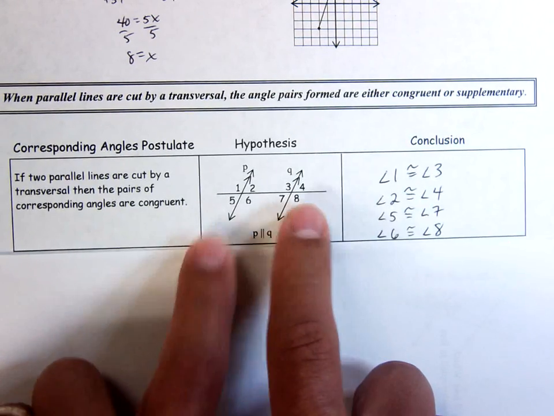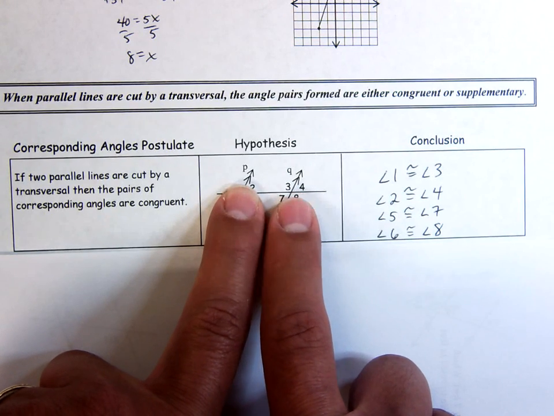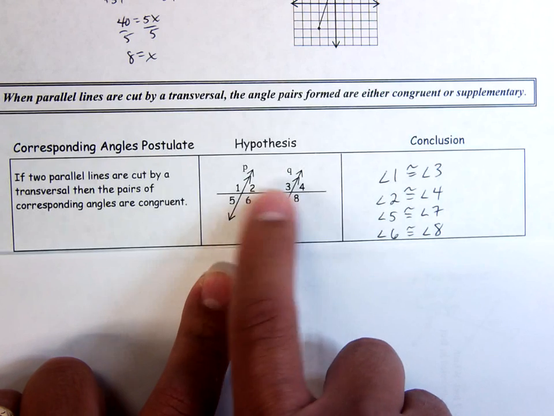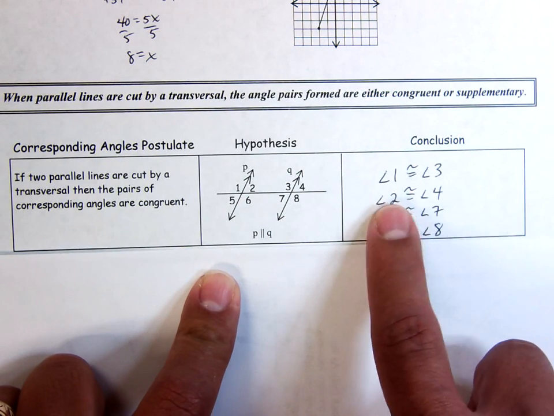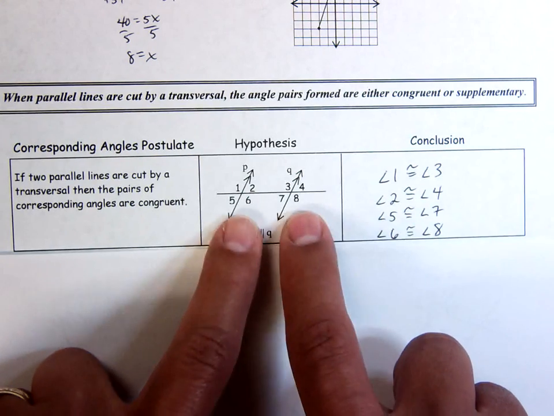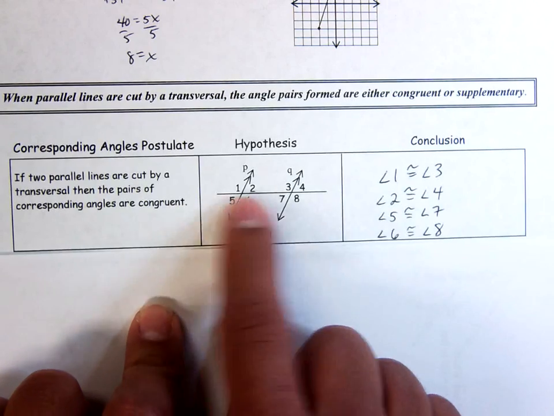So if I have this, see those little double arrows right there? That means that lines P and Q are parallel. That's what those little double arrows mean. So if P is parallel to Q, all my sets of corresponding angles are congruent. So angle 1 and angle 3, angle 2 and angle 4, angle 5 and angle 7, angle 6 and angle 8. All my pairs of corresponding angles are congruent if these two lines are parallel.